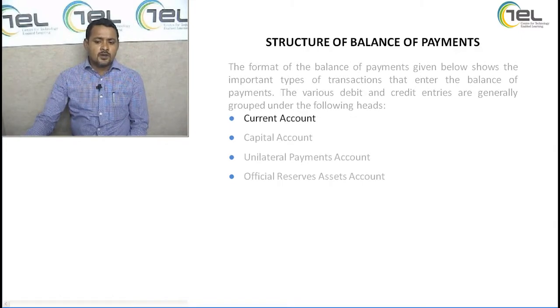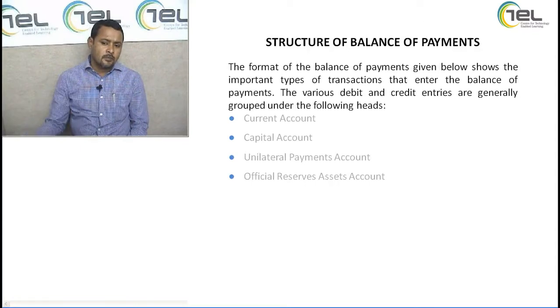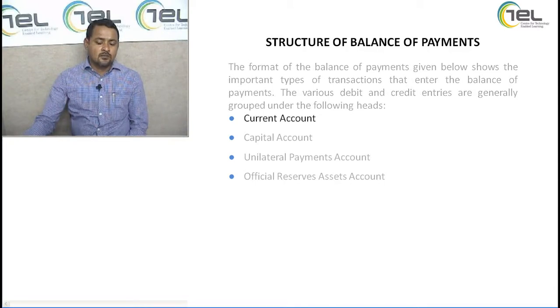The format of a country's balance of payment includes 4 main accounts, which are prepared by the concerned government to show the structure of BOP. The first of such is the current account, the second is the capital account, the third is unilateral payments, and the fourth is the official reserves account.